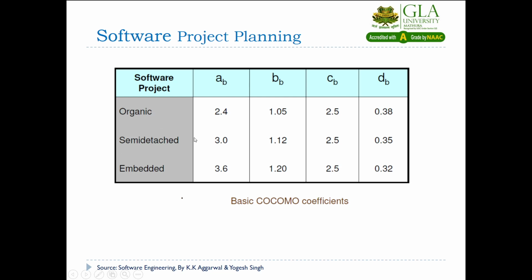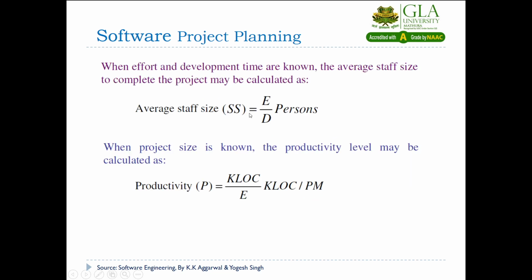If you are going for the semi-detached, then you will use these values, and if you are going for the embedded, then you will use these values. So now, after computing effort and duration, you will be able to compute the average staff size. If you divide your effort by the duration, you will find out the number of persons. And productivity, you can also get: how many thousand lines of code will be written by a person in a month. So that you can also compute.